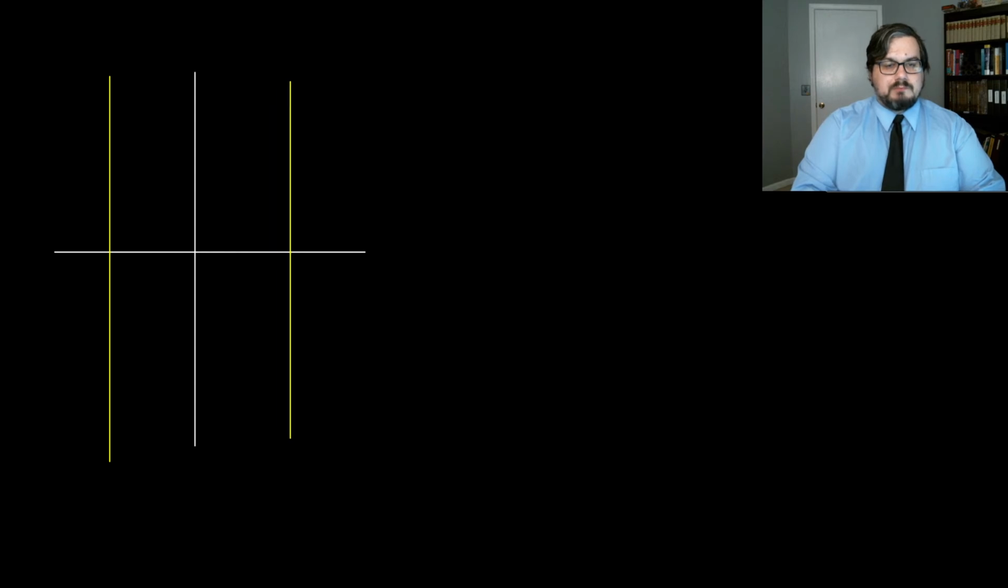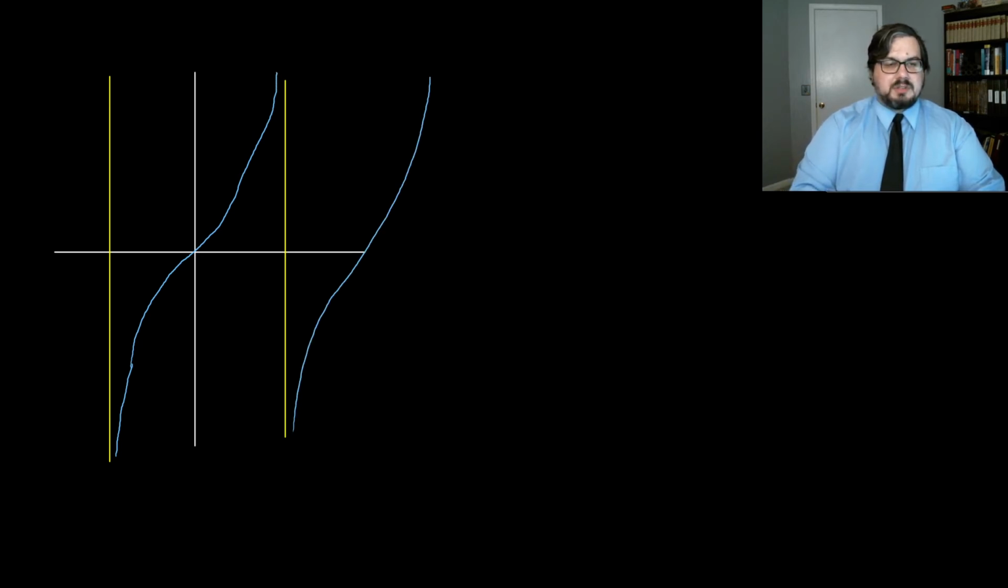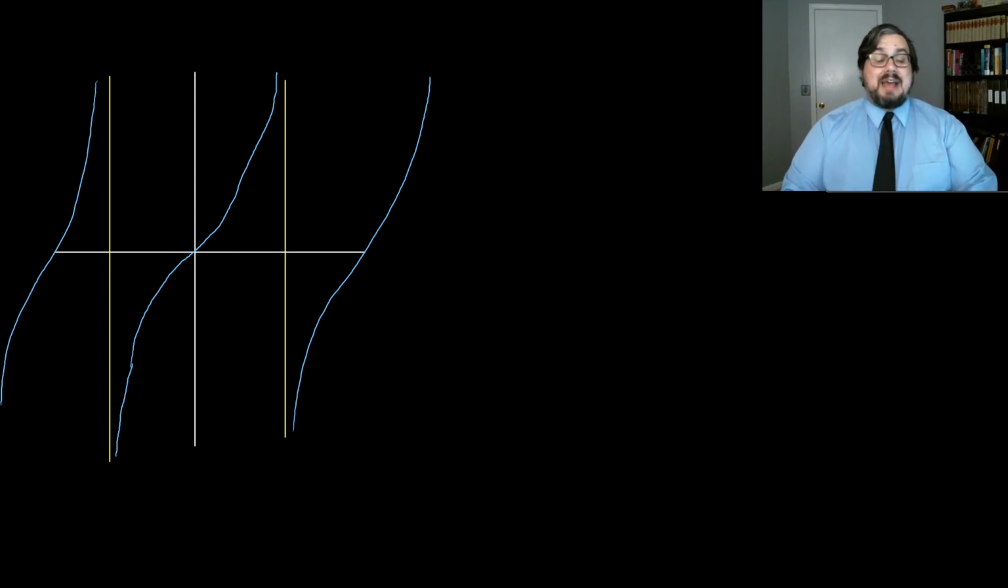So again, let's remember the graph of tangent. We know that it has asymptotes, which I will denote using yellow. And we know that the graph of tangent has the following sort of shape. So like that, and then it's got more branches here, more asymptotes here. And as you can see, just like sine and cosine, it does not pass the horizontal line test. Tangent is not one-to-one.